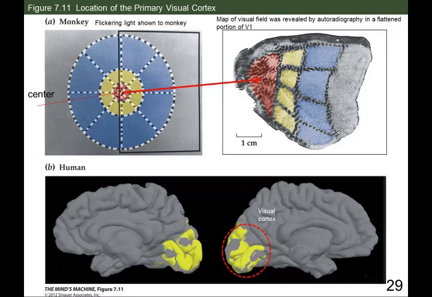And just like in monkeys, humans also have a big portion of V1 representing the foveal vision. And that's why you can see with acuity any image that's projected on your fovea.